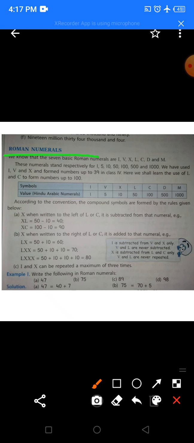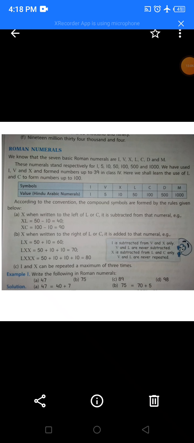That first you will write Roman numerals, then you will write the 7 basic Roman numerals are 1 5 10. This table you will make 50, 100, 500 and 1000. Then you will write the important rules. This is your first rule. Okay? Then the second rule, the third rule, and these 4 also you will add here. Okay. Now children, what will we do here? We will solve the example.